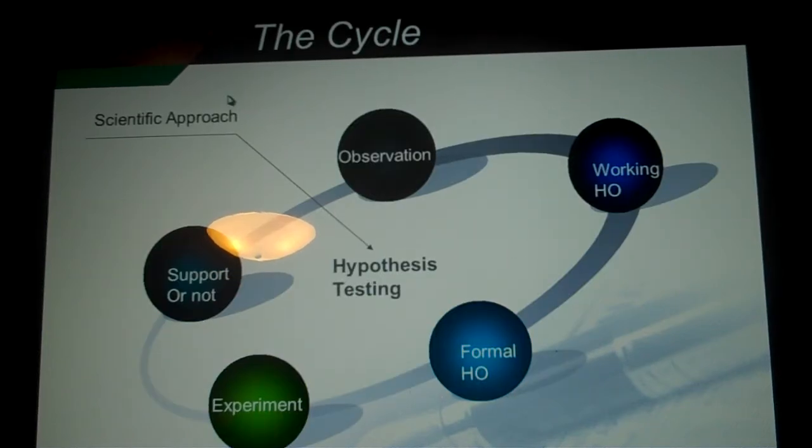Look at the observation. In this cycle, the observation, what you see, you have a working hypothesis. You say, I think something is going on. That's your working concept, if you will. Then you make it more formal. There will be a significant difference, correlation, but you make it more formal.